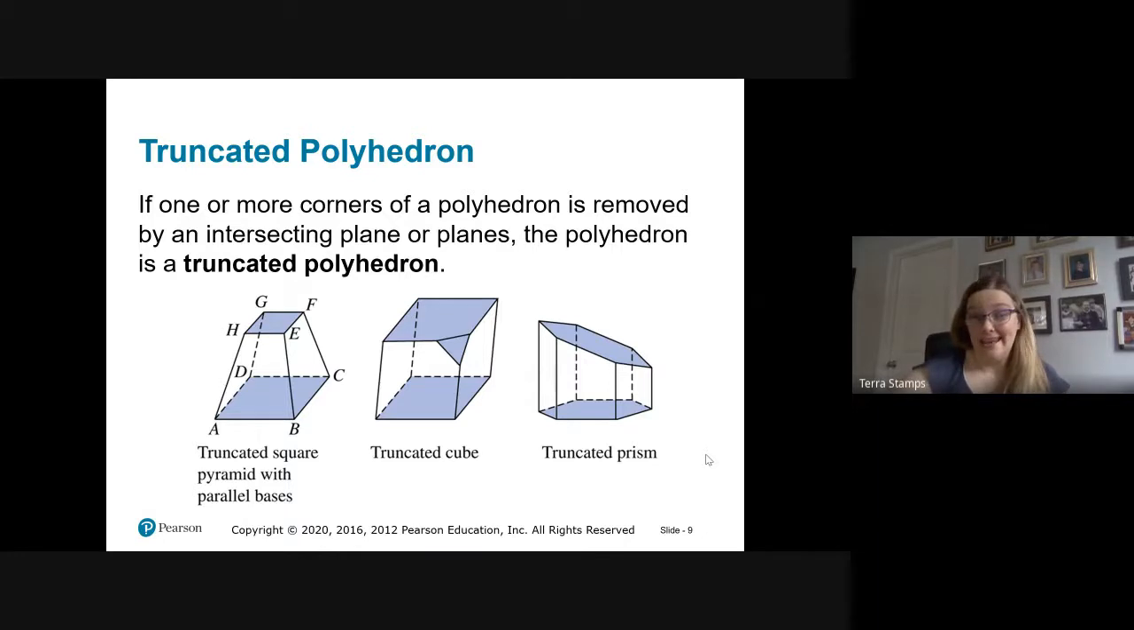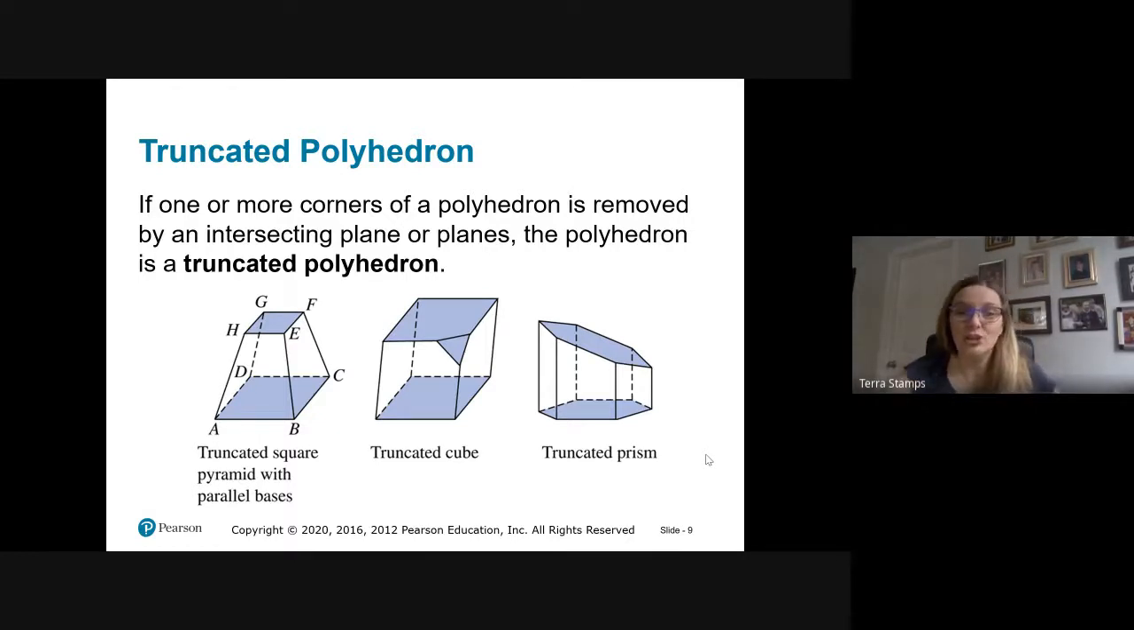The truncated polyhedron. Truncated just means that some of it got cut off. That's all it means. So the first picture is a truncated square pyramid. So basically they took a square pyramid and sliced off the top. That's what truncated means. And if one or more corners of a polyhedron is removed by intersecting plane or planes, that's a really super complicated way of saying that you just gotta slice some of it off.